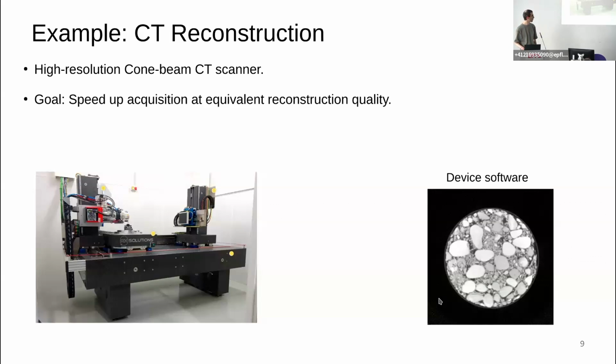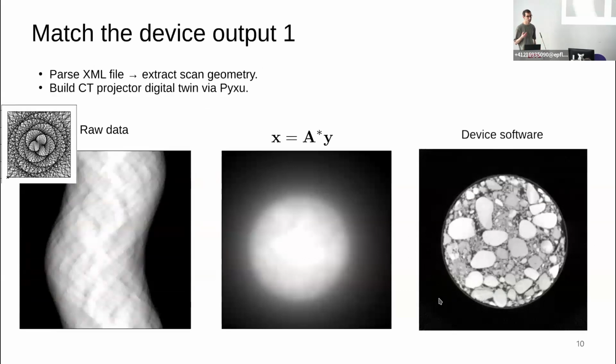We just took the raw data that came out of the machine and the XML file that describes what it's scanning, the rotation of the table, etc. And we were able to create a digital twin of this scanning process using the X-ray transform tools we have in Pyxu. So we have basically the scan patterns here. This is one slice of the raw data.